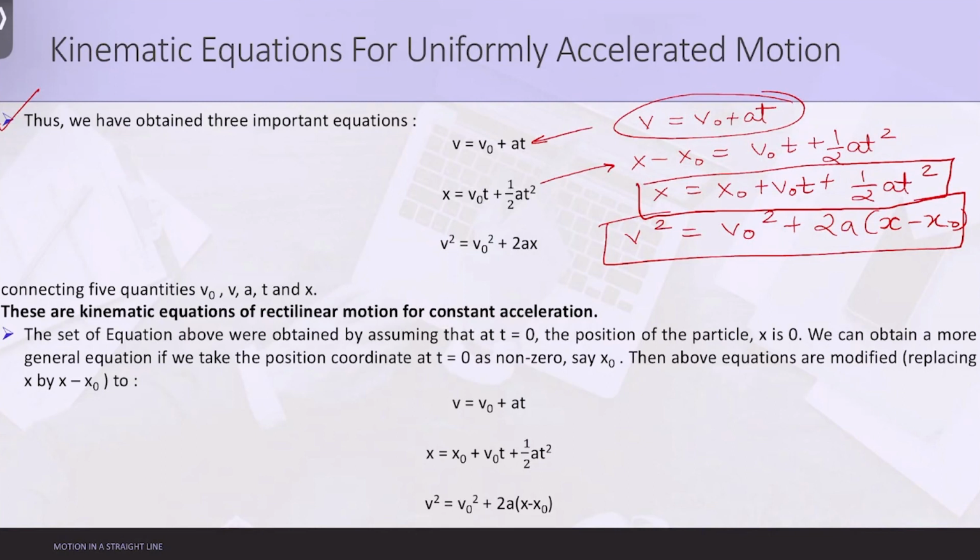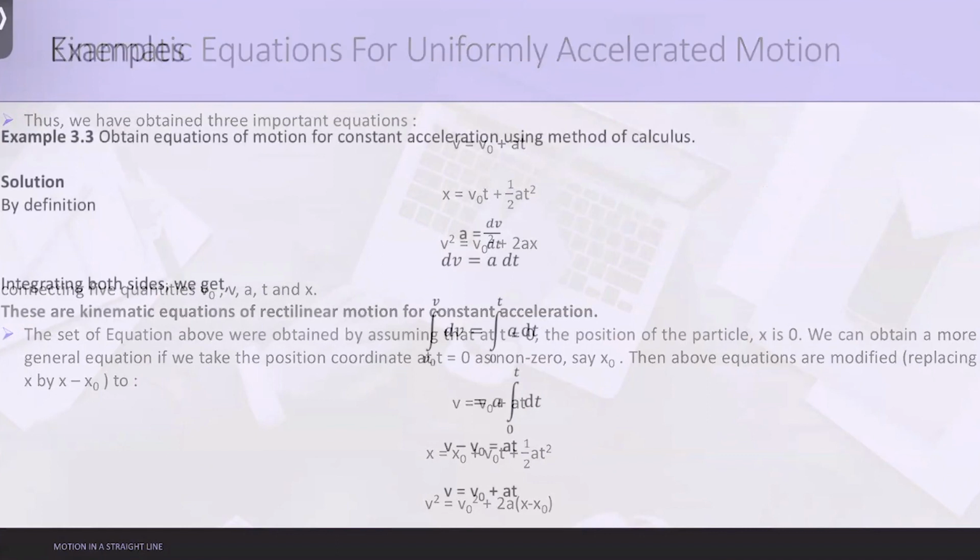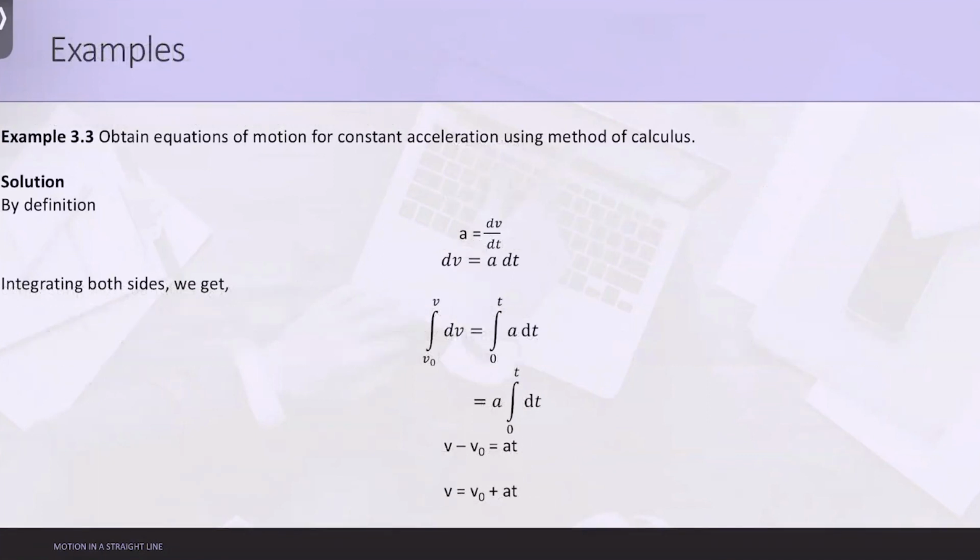That is being written. So v is equal to v naught plus at, x is equal to x naught plus v naught t plus half at square, and v square is equal to v naught square plus 2a into x minus x naught. Moving on. So now let us understand one of the questions using methods of calculus, and let's end this lecture then.